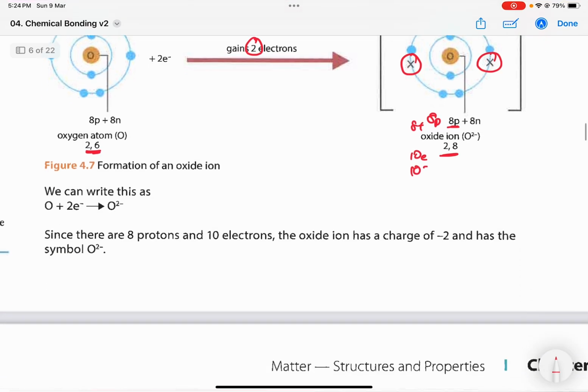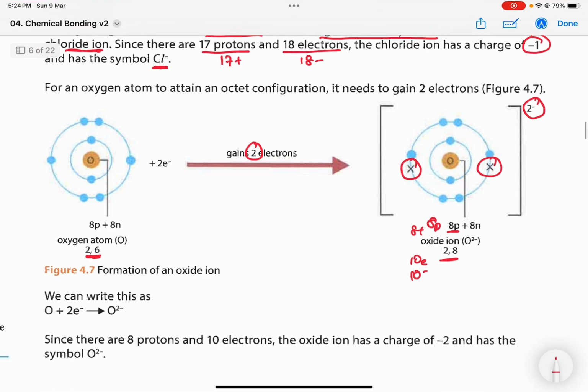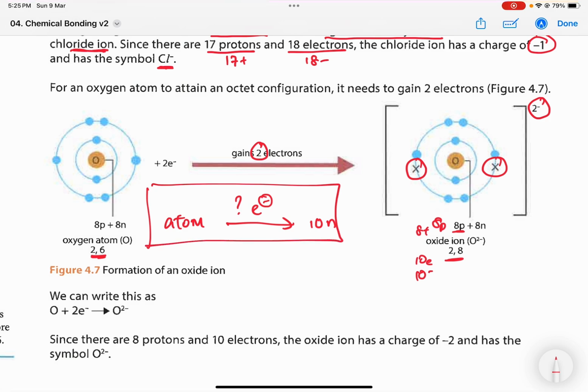Okay, so ions are actually not difficult to draw. It's actually very easy to draw. Just remember, it's always from the atom. You either lose or gain electrons, then it becomes your ion. So if you follow this step, this format, your ions will never go wrong.